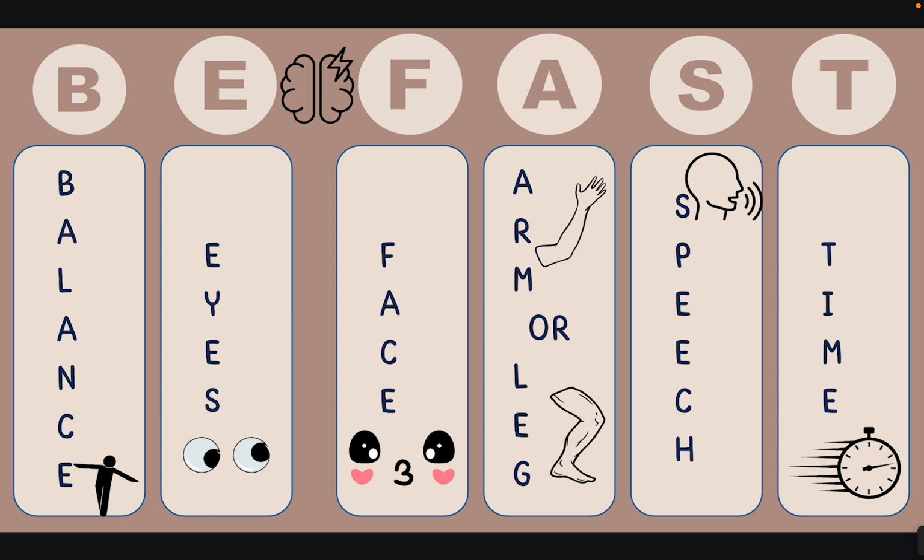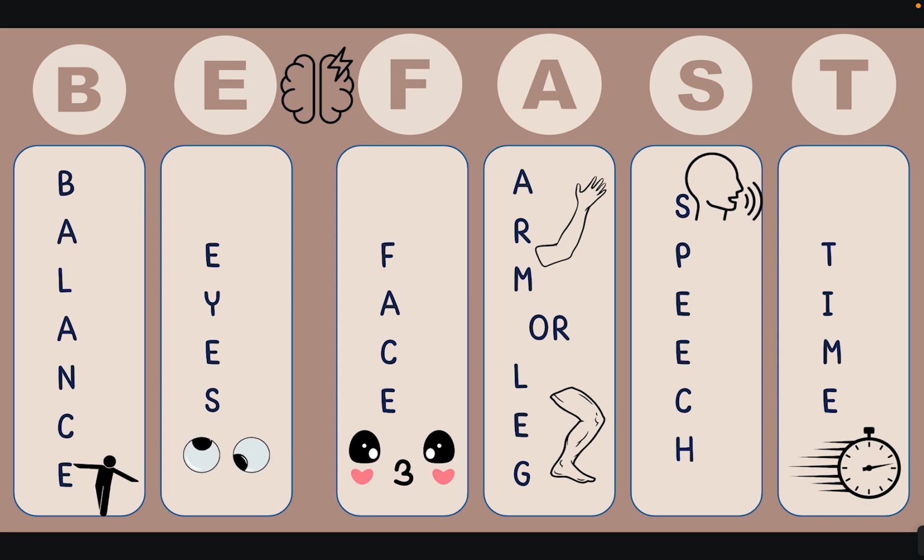For their eyes, are they telling you that they're having visual problems? Did they go blind in one eye? Are they seeing something abnormal that they've never seen before, like floaters? Whatever the case is, just make sure that their vision hasn't changed. F is for face. So your face, you're looking for symmetry. Are you seeing any drooping anywhere? Can the patient smile? Can they close their eyes tight? Etc. For their arm or leg, same thing.